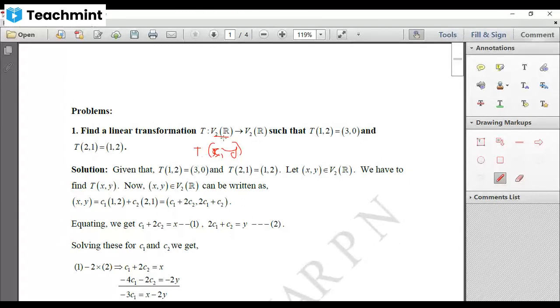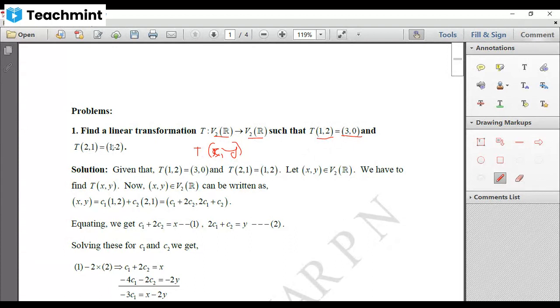Now you have to find that using the condition that the image of 1 comma 2 under the mapping T is 3 comma 0. Remember, this 1 comma 2 is in the domain. The image of that, 3 comma 0, comes in the codomain. Here domain is also V2R and codomain is also V2R. Therefore, they are ordered pairs. Image of 1 comma 2 is 3 comma 0 and image of 2 comma 1 is 1 comma 2.